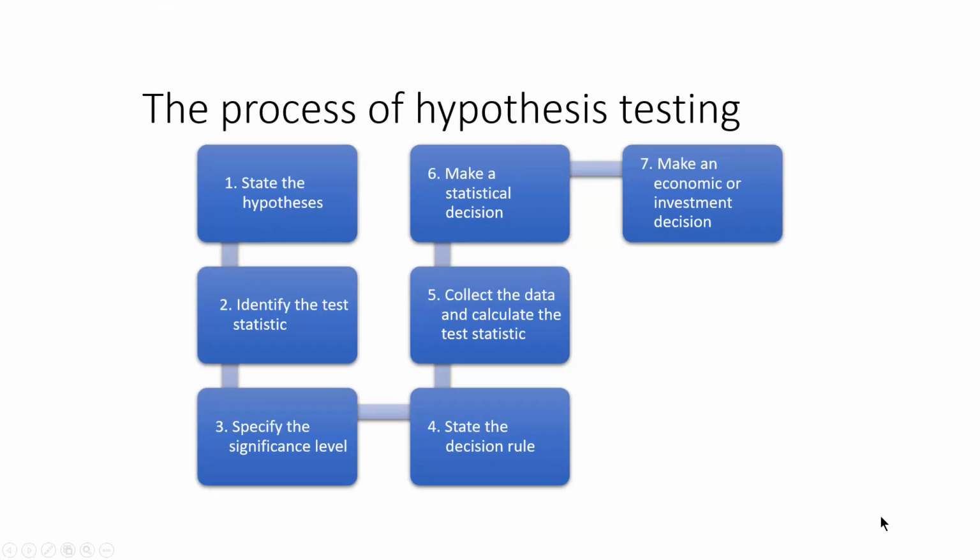It's a 7-step process where you have to state the hypotheses, identify the test statistics, specify the significance level, state the decision rule, all before you touch the data. All before you start calculating means or variances or whatever you're calculating, you have to set the stage. And you set it up where you say, okay, this is what we're going to test. This is how we're going to make a decision. Then you collect the data, do your calculations. Then you make a statistical decision and then an economic or investment decision based on that.